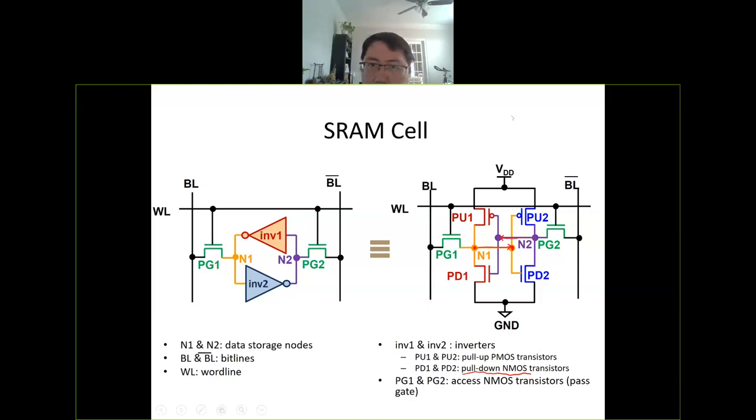I got one question: can we use PMOS for the pass gate? Theoretically, yes, you can use that, but in practice we don't. The reason is that NMOS is faster, so we want to use NMOS to do that. PMOS is slower, as you know. In practice, we want to use the faster transistor, so that's why we use NMOS.